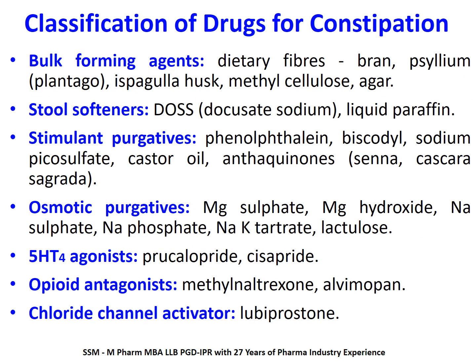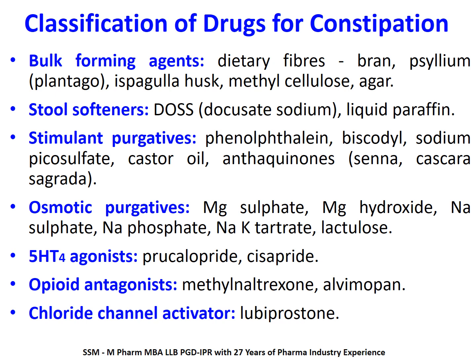Coming to classification of drugs used for constipation, first class of drug is bulk forming agents. Examples are dietary fibers like bran, psyllium, ispaghula, methyl cellulose, and agar. Second class is stool softeners. Examples, docusate sodium and liquid paraffin. Next class is stimulant purgatives. Examples, phenolphthalein, bisacodyl, sodium picosulfate, castor oil, anthraquinones like senna and cascara sagrada.